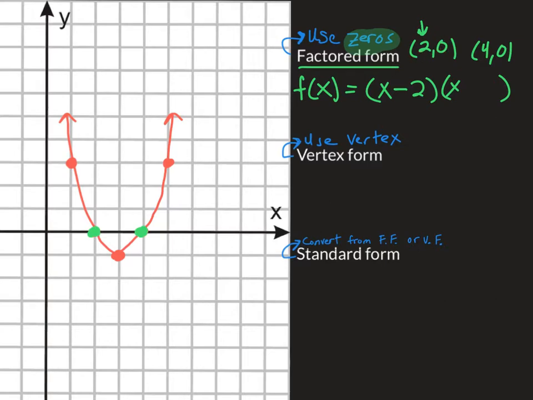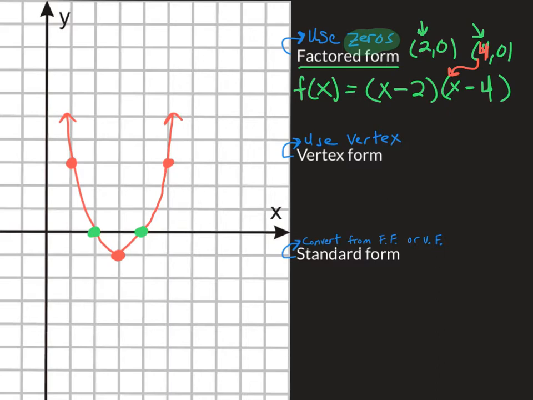Same thing for this next parenthesis. If I have a zero of (4, 0), that x value is a positive 4, then I'm going to go x minus 4. Again, the reason is because when I take this 4 and plug it in for that x, then 4 minus 4 is 0. And so I get that coordinate point of (4, 0). Okay, and then that's done. That's my factored form. All right, so that's nice.